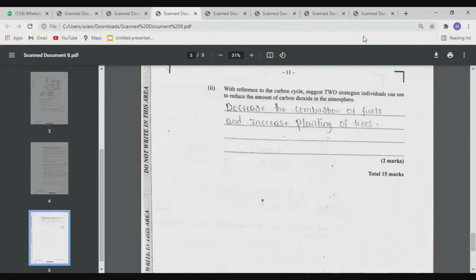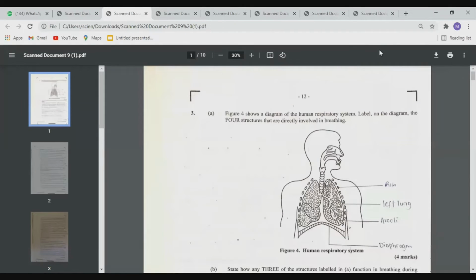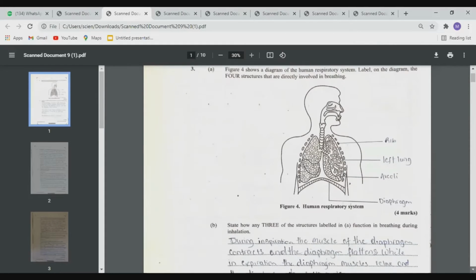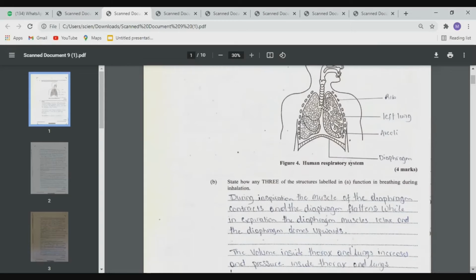All right, moving on. Question 3A. Figure 4 shows a diagram of the human respiratory system. Label on the diagram the 4 structures that are directly involved in breathing. I've already labeled my diagram. I have the rib, the left lung, the alveoli, and the diaphragm.